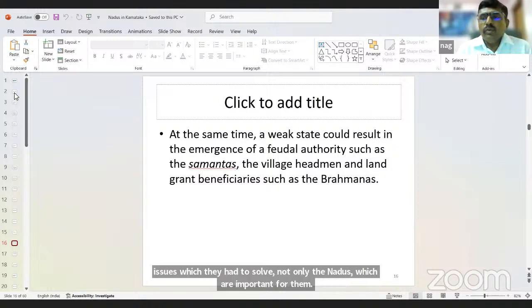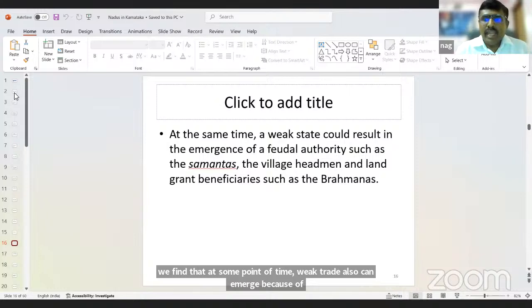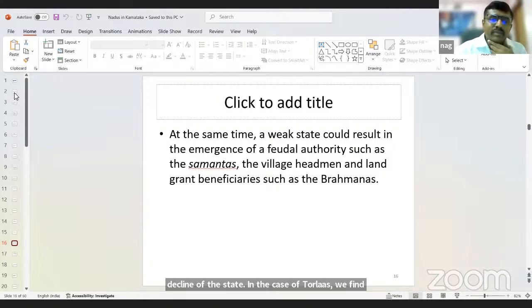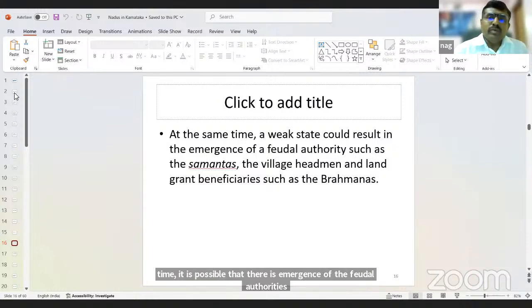But we find that at some point of time a weak state can also emerge because of the decline of the state. In the case of Cholas, we find that the state had declined. In that case, we can say there is emergence of feudalism. So feudal authority also can emerge in the form of samantas, these kinds of people, village headmen, and also land grant beneficiaries such as Brahmanas can emerge as feudal lords, as discussed by R. S. Sharma. So at some point of time it is possible that there is emergence of feudal authorities. As argued by Karashima also, who said that in the later part of the Cholas, there was feudalism in the Chola Empire.